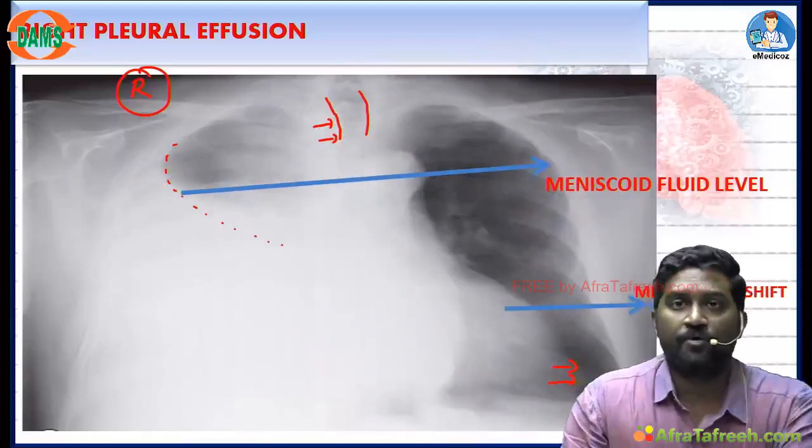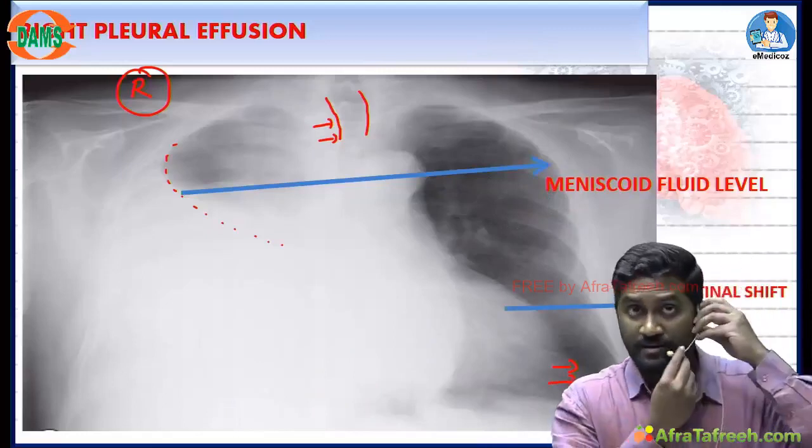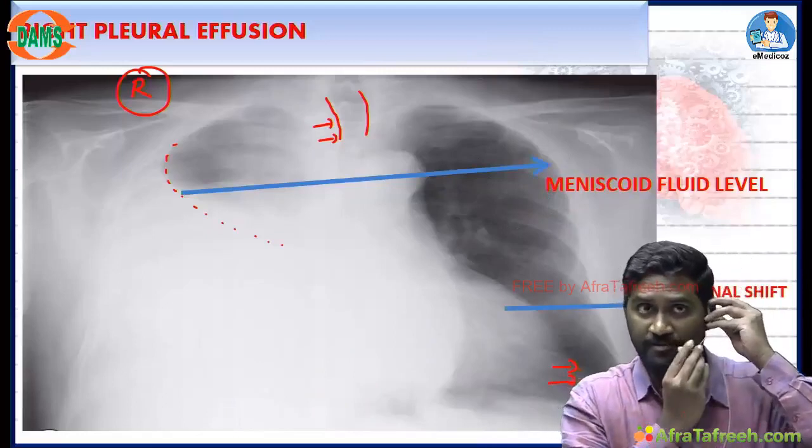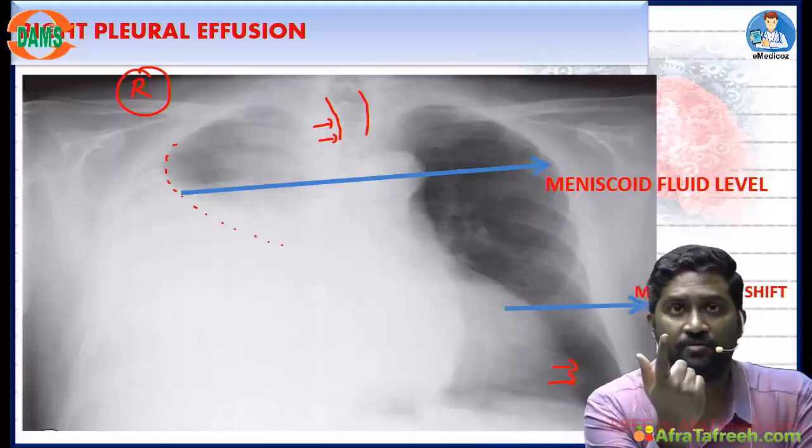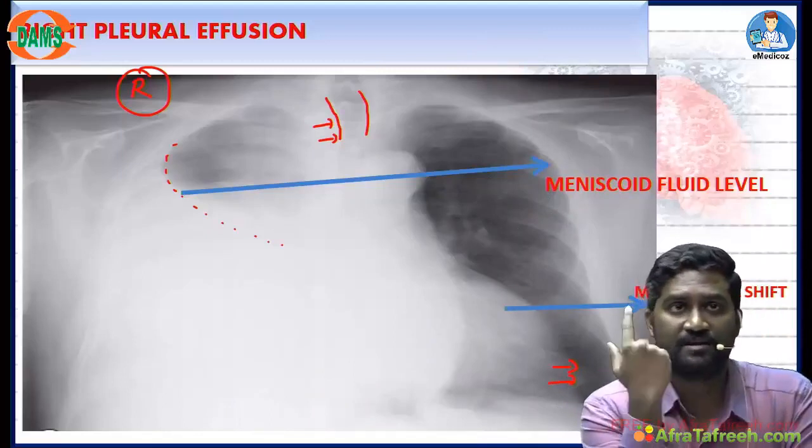Sometimes both fluid and air can coexist in the pleural cavity. Both fluid and air can coexist in the pleural cavity. What is that entity called?